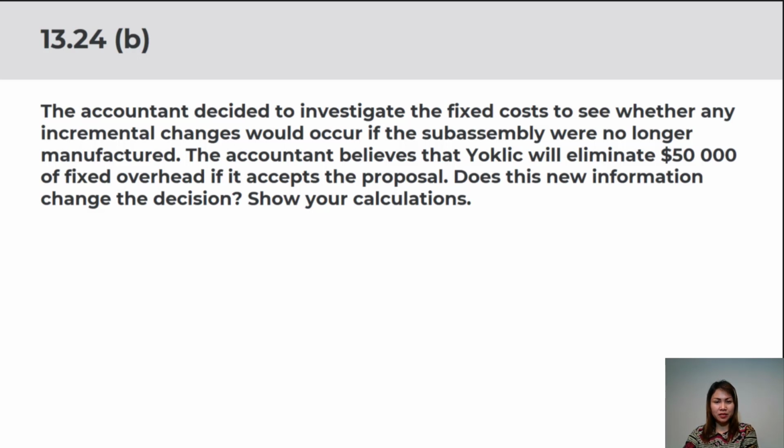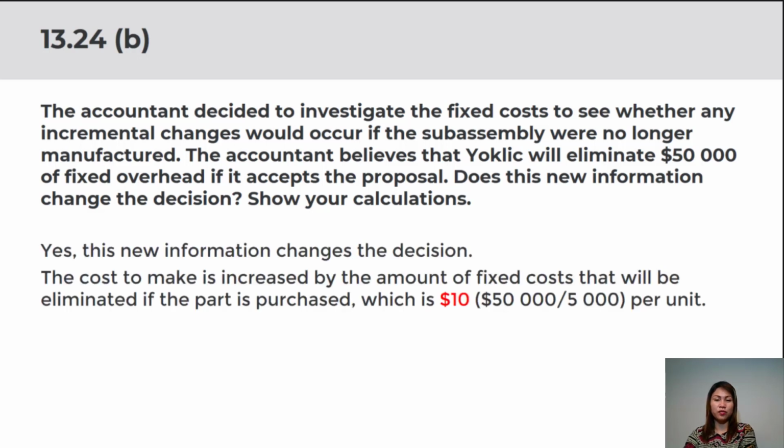If the company was to buy the sub-assemblies, they can avoid 50,000 of fixed overhead costs. So 50,000 fixed overhead costs is avoidable fixed cost if they choose to buy the sub-assemblies. Therefore, it will be an extra cost for them if they decide to keep making it, because that's the benefit that they will forego if they decide to make instead of buying it. Yes, this new information will change the decision.